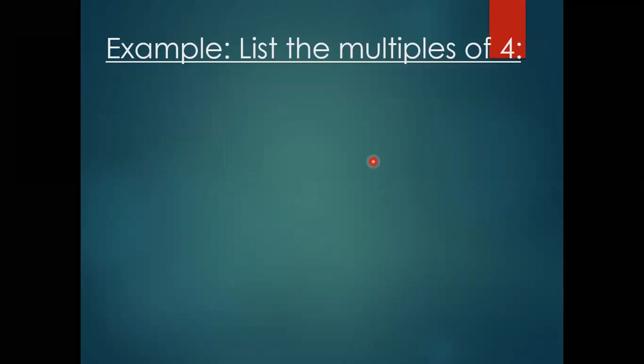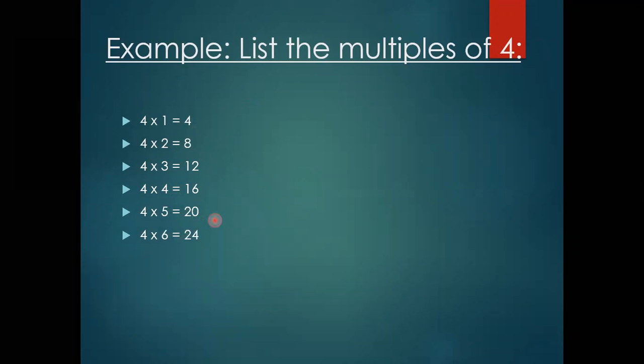Suppose we want to find the multiples of 4. The first multiple is 4 multiplied by 1, which is equal to 4, and the next one, 4 multiplied by 2, which is equal to 8, and next is 4 multiplied by 3, which is equal to 12, and next 4 multiplied by 4, which is equal to 16, and next 4 multiplied by 5, which is equal to 20, and next 4 multiplied by 6, which is equal to 24. Here 1, 2, 3, 4, 5, 6 are counting numbers.